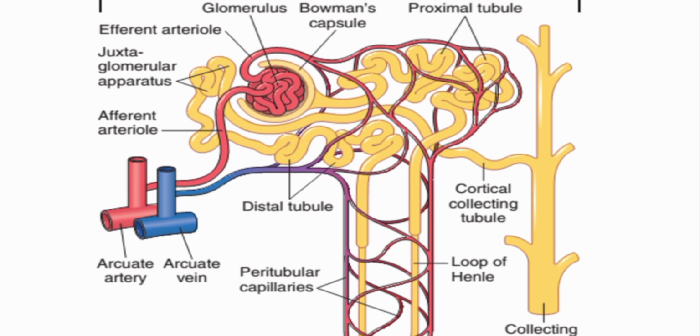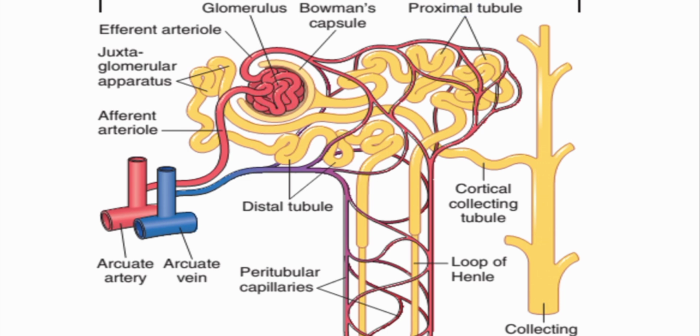Actually, as you can see, this is the nephron, which is the structural and functional unit of the kidney. This is the first part of the nephron, that is Bowman's capsule. Then this is the proximal convoluted tubule, this is the loop of Henle, and this is the distal convoluted tubule. So this one is the glomerulus, or these are called glomerular capillaries. When the blood is filtered from these capillaries, a fluid is formed which is called glomerular filtrate, and it comes into the Bowman's capsule.